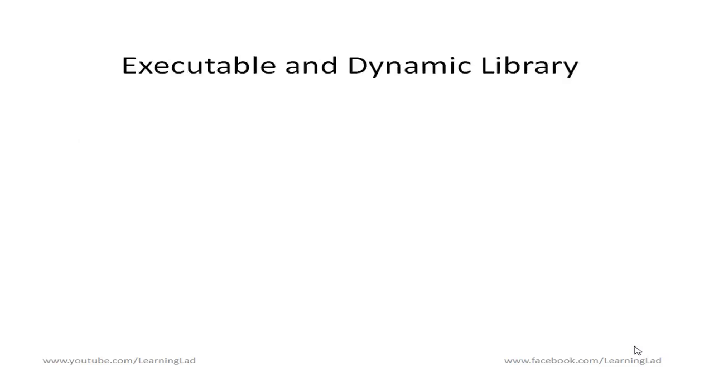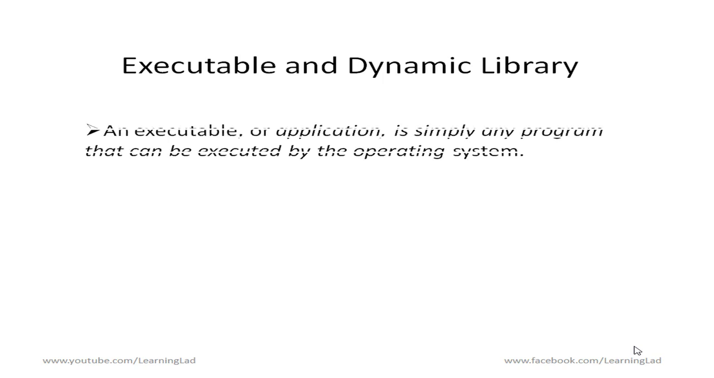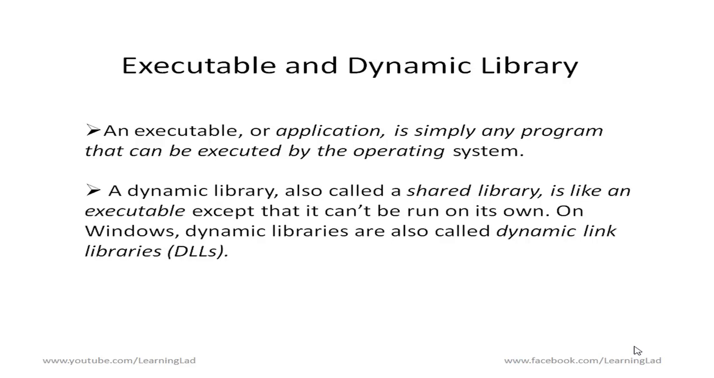Now we're going to see what is an executable and a dynamic library. An executable or application is simply any program that can be executed by the operating system. For example, we have Notepad and WordPad and any other applications which we execute on our computer. The operating system can easily execute them. A dynamic library, also called a shared library, is like an executable except that it can't be run on its own. An application file can make use of these dynamic library files. On the Windows operating system, these dynamic library files are also called DLL files or dynamic link libraries.